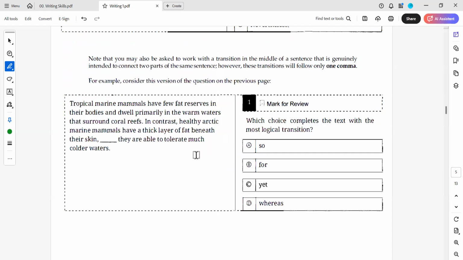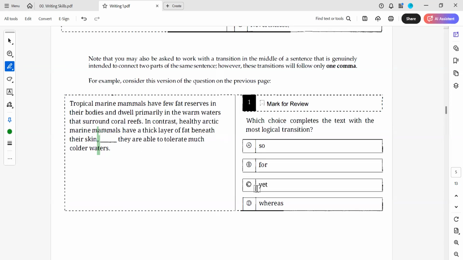Let's see, what do we have next? Another question, but guys, here they are not testing the strong transitions. They're just testing the small ones, something like the FANBOYS, something like the subordinating conjunctions. We'll be discussing them in detail in chapter two. So what should we know about those transitions? You just need to know that those transitions are used to indicate the relationship between two clauses in one sentence. So, do we need to read the previous sentence here? No need. You just need to check the two clauses in one sentence.